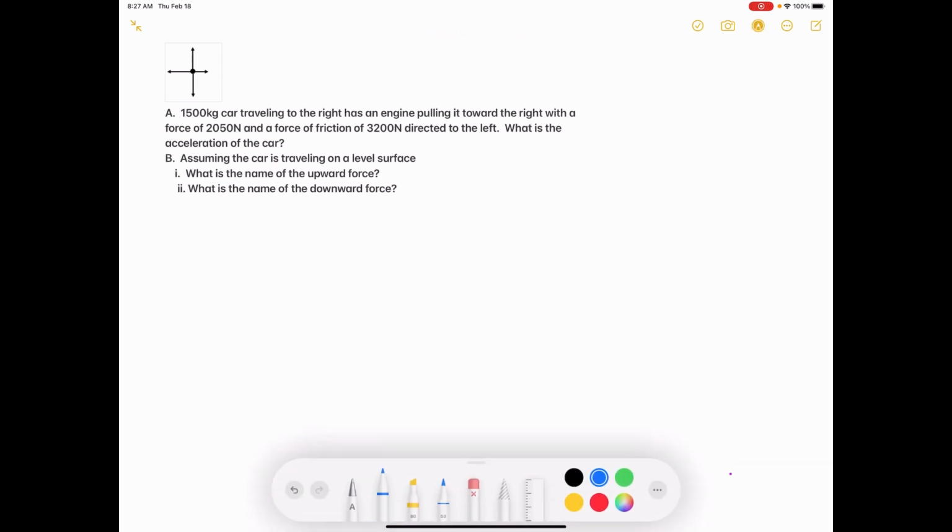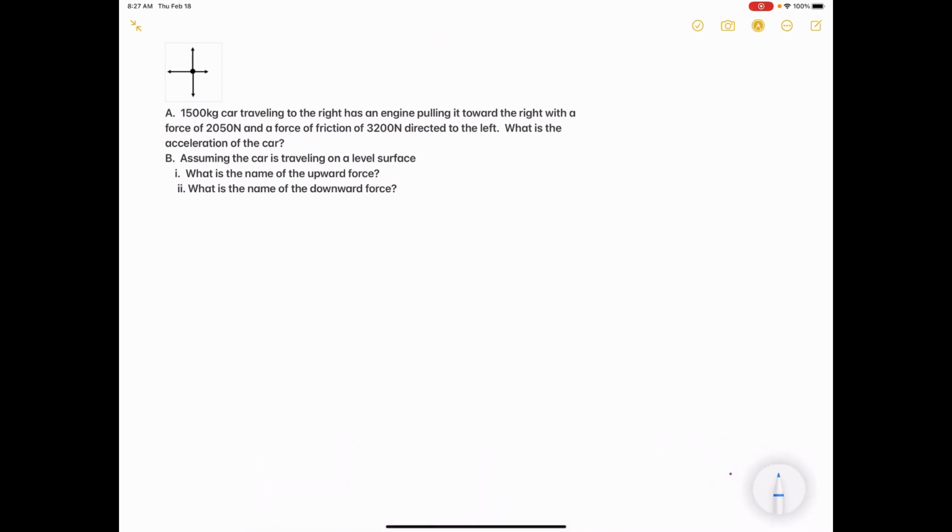This one's a little different. We have a 1,500 kilogram car, so I'm going to do mass is 1,500 kilograms. And it's traveling to the right, and it has an engine pulling it towards the right with a force. So we're going to call that the applied force. You can call it the force of the engine, whatever you want.